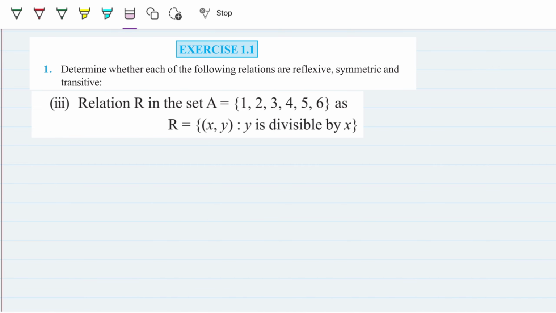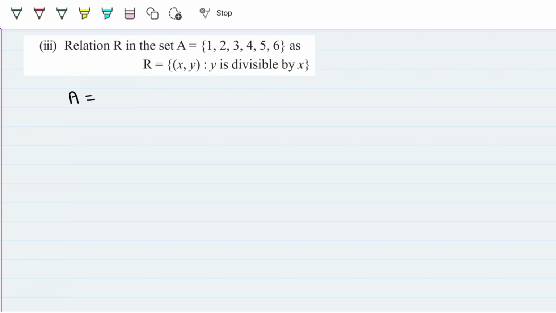You can see the question on the screen, and the question says that there is a relation on the set A. What is the given set A? I told you, in your relation, the given set is very, very important. The given set is 1, 2, 3, 4, 5, 6. In your set A, there are 6 elements: 1, 2, 3, 4, 5, 6.